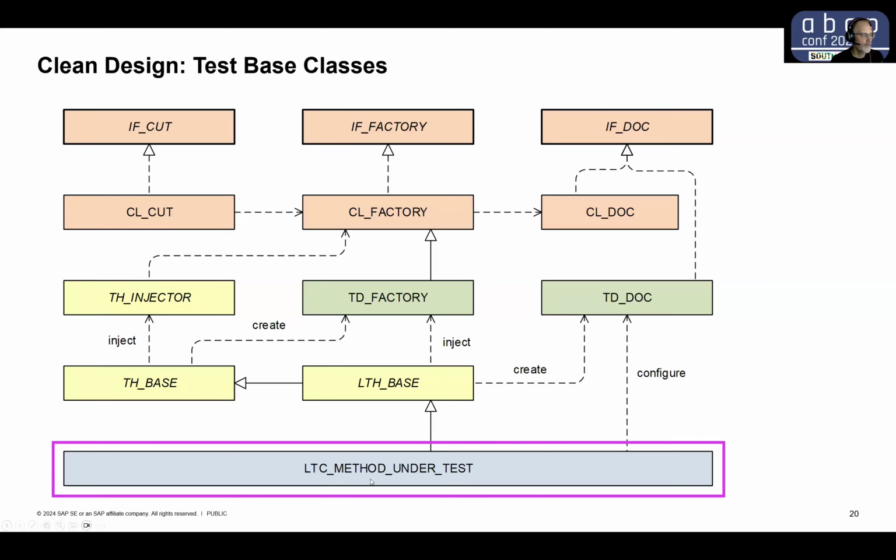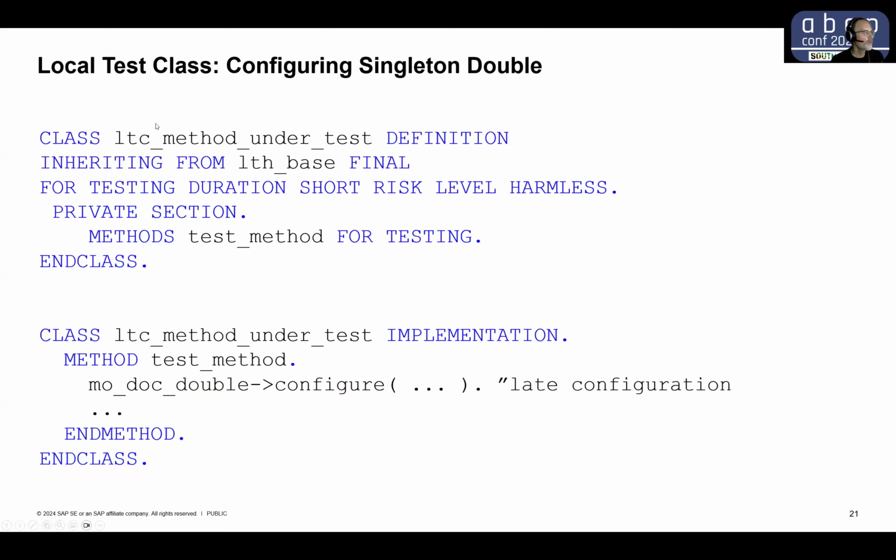So let's have a look at this method under test. You see here, we inherit from this local base class, and you know the global one is already a part of it. So we start immediately with the doc double, it exists, and we start with the configuration. So we start with the test case immediately. We are not dealing with injection and this kind of isolation stuff. No, the pure test case can now be written.